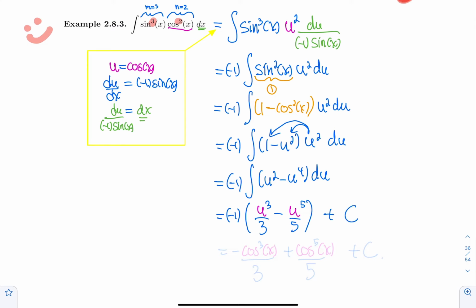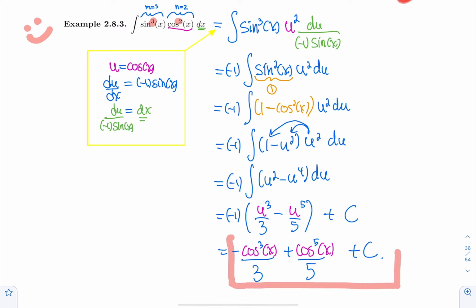So if you multiply in by -1 and you replace all the u's by cos of x, you get minus cos cubed of x over 3 plus cos to the fifth of x over 5 plus c. And that's it. That's all.